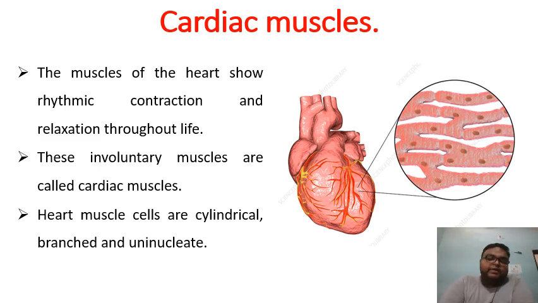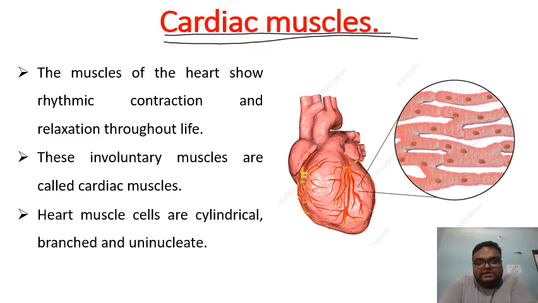So students, we have seen the involuntary muscles. Now there is one specialized type of involuntary muscle, called the cardiac muscle. The cardiac muscles are the muscles of the heart, and they show rhythmic contraction and relaxation throughout life. The heart muscles are cylindrical, branched, and uninucleate. You can see here these are multiple cells, cylindrical, branched, and uninucleate.